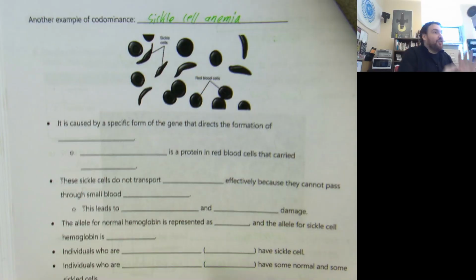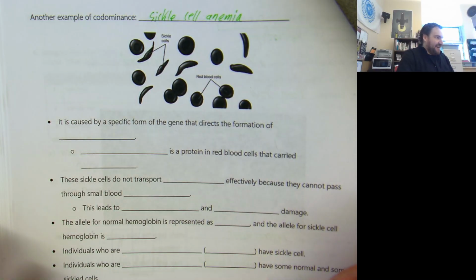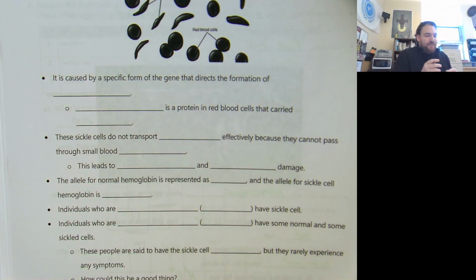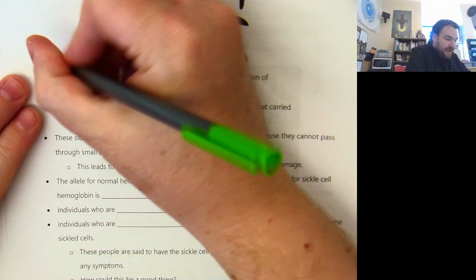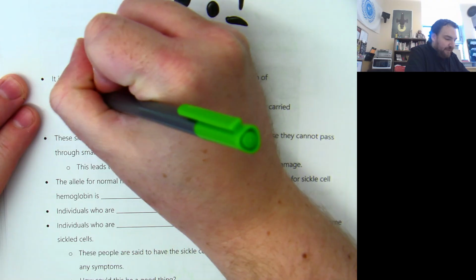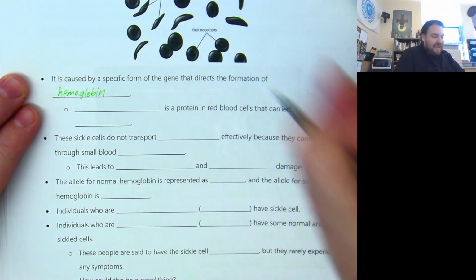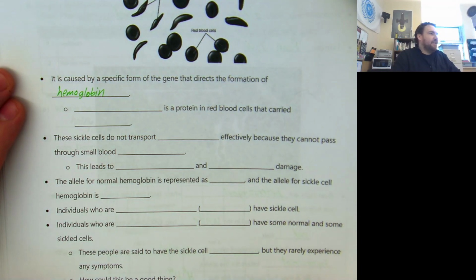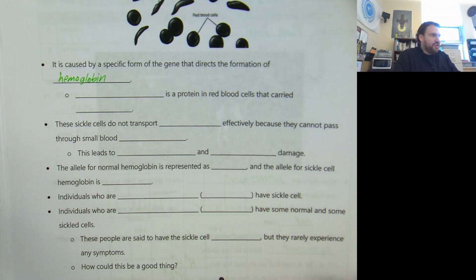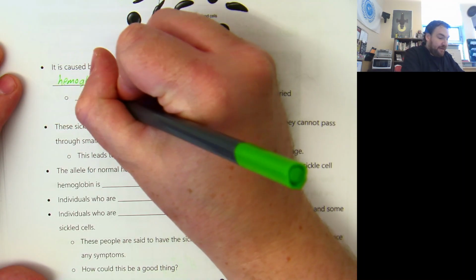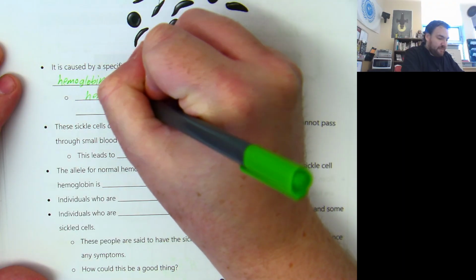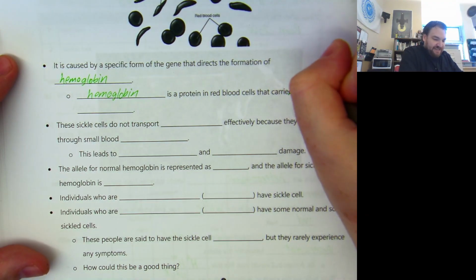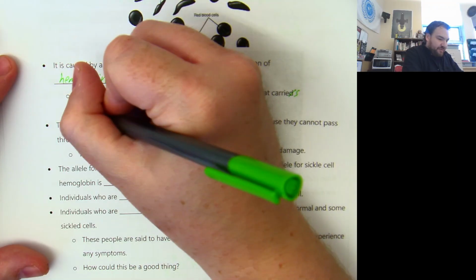Okay, so all the things I just said are the things that are going to get written down in some of these blanks. So here we go. Sickle cell is caused by a specific form of the gene that directs the formation of a particular protein called hemoglobin. Hemoglobin is also the next blank. Hemoglobin is a protein in red blood cells that carries, that should be an S there, not a D, carries oxygen.